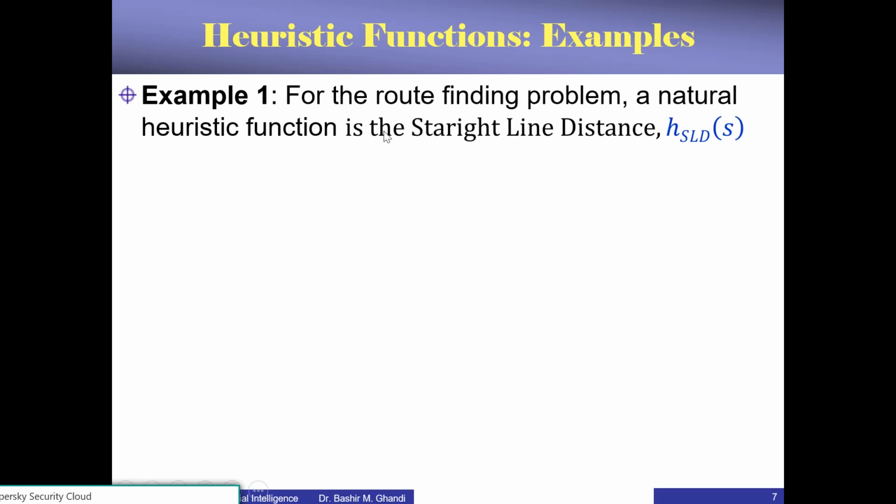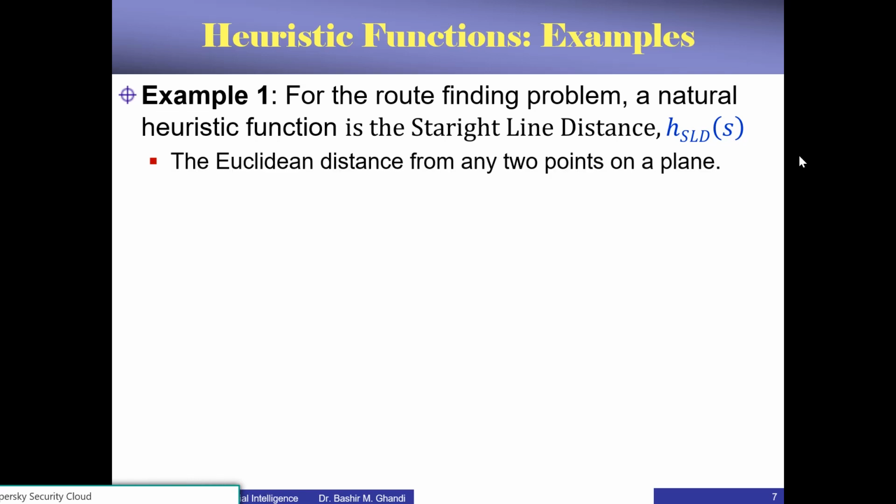Example 1, for the route finding problem from Arad in Romania to Bucharest, a natural heuristic function could be the straight line distance from a particular state to the goal state. Just straight line distance, irrespective of whether there is a road there or not. This is another word known as the Euclidean distance from point A to point B.